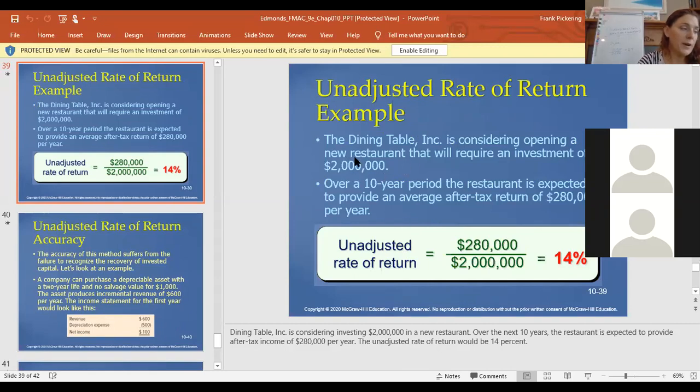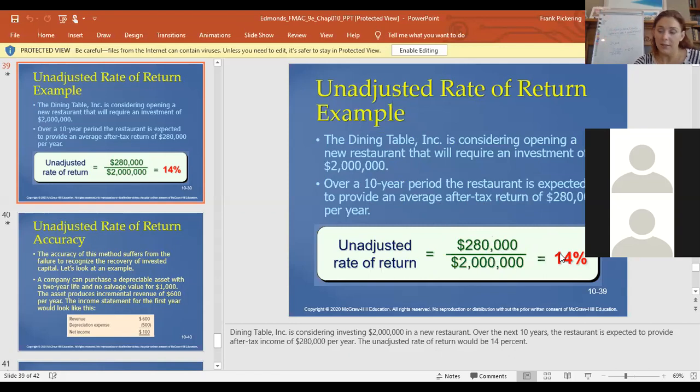So if we bought a new restaurant, it would be $2 million. Over a 10-year period, the restaurant is expected to provide an average per year of $280,000. So we're not doing the total, we're just doing per year. So what this tells us is we have a rate of return of approximately 14% per year. I'm taking the full initial investment as my denominator. My numerator is my annual after-tax return. So I have a 14% rate of return, which isn't bad.